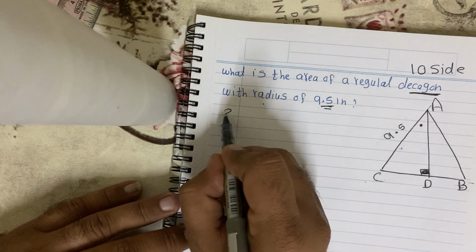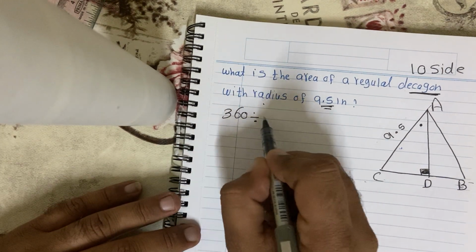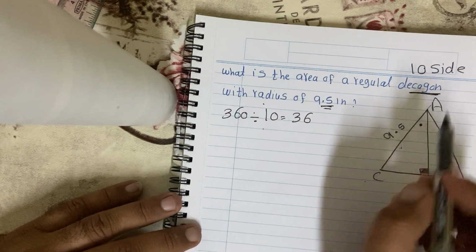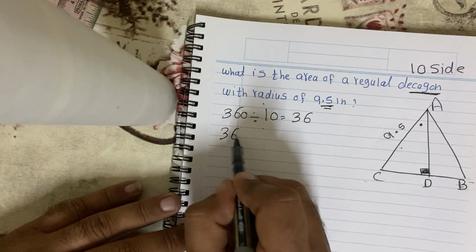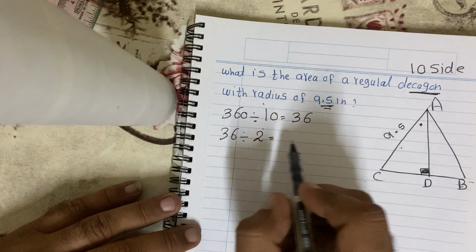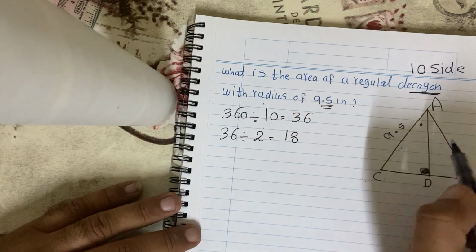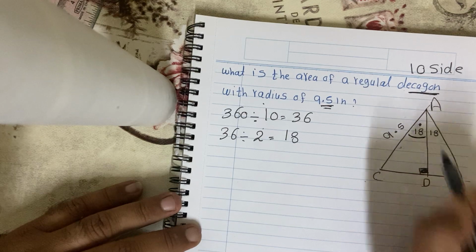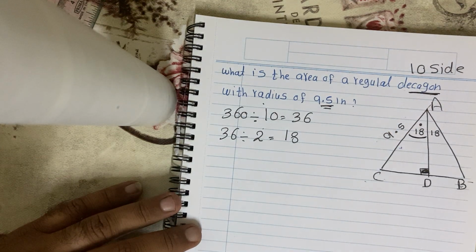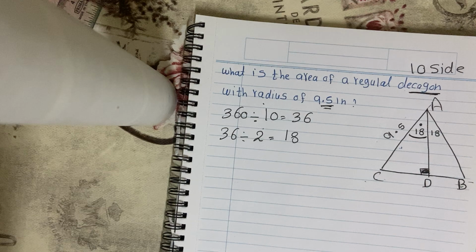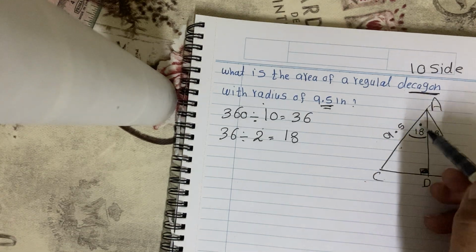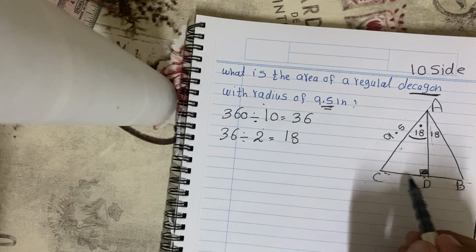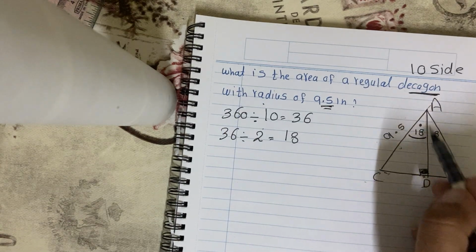360 divided by 10 because it's a decagon, it will be 36. 36 divided by 2 is 18. So each angle here is 18. Now we have the angle 18. We need to find two sides. The first one is the apothem. The second one is this part of the side. Let's find the apothem first.